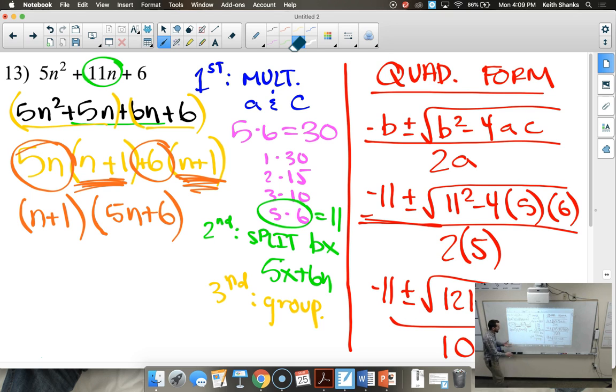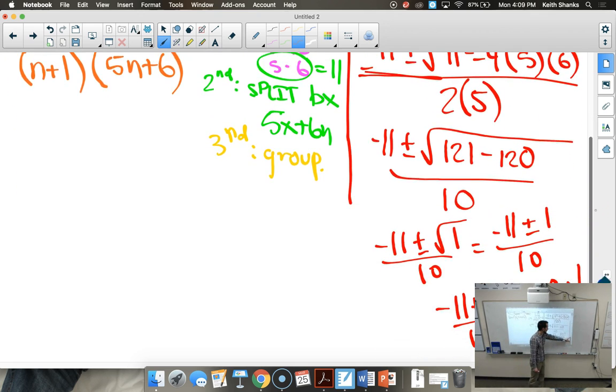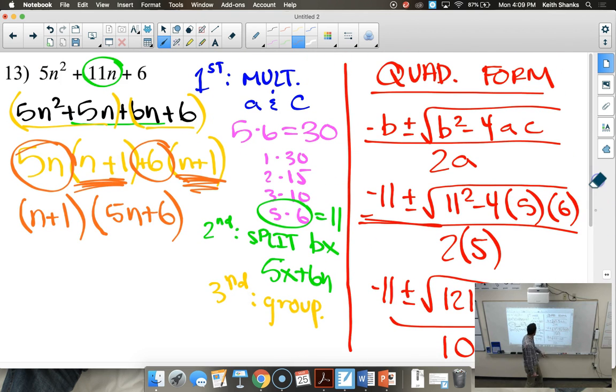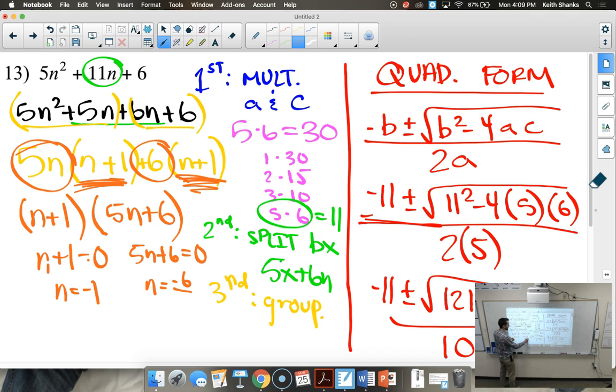Okay. Now, I don't know if you see our answers. We got 1, negative 1, and 6 over 5. Negative 6 over 5. If I take each one of these and set them equal to 0, n plus 1 equal to 0, you're going to get n equals negative 1. And if I got this guy, 5n plus 6 equals 0, and you solve this, you end up with n equals negative 6 over 5.